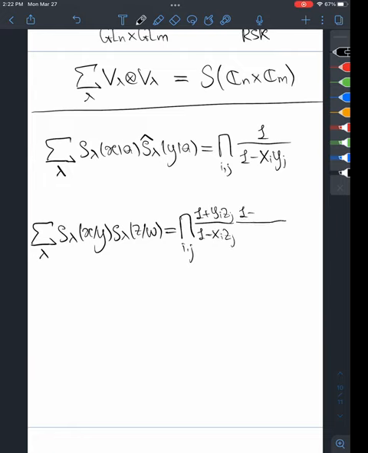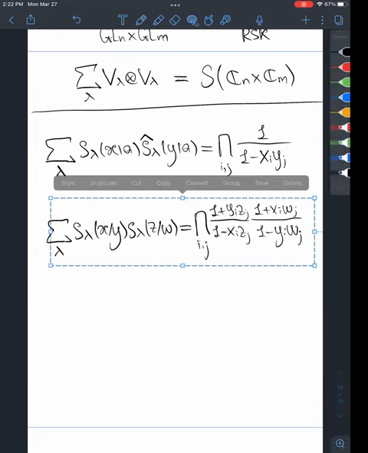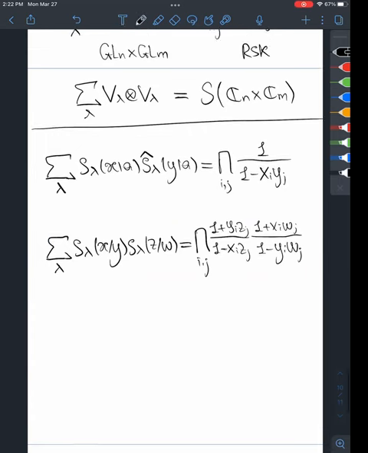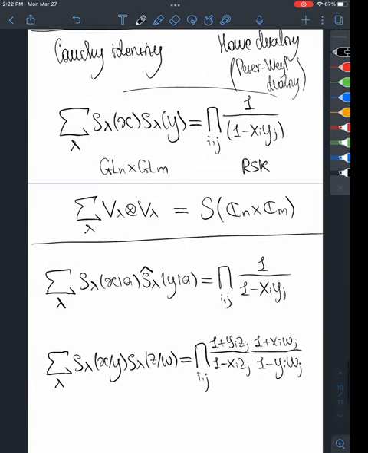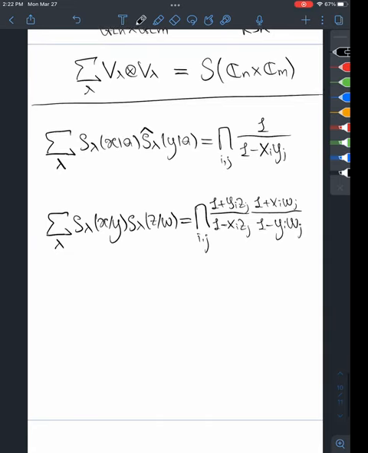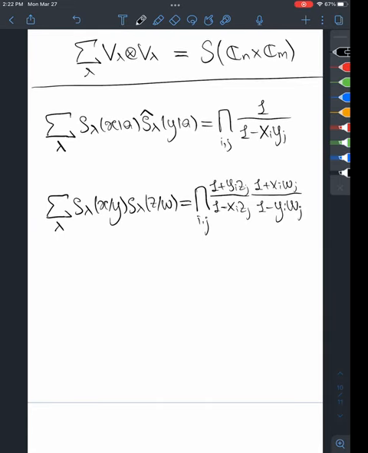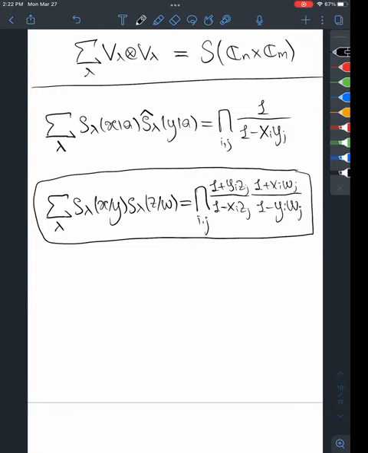This is the ultimate beautiful Cauchy identity for the supersymmetric Schur functions. You can see how many symmetries there are, and it turns out that it specializes, of course, to the regular Cauchy identity and to the dual Cauchy identity. And so this is a very satisfying piece of math. It just looks so symmetric and so right.